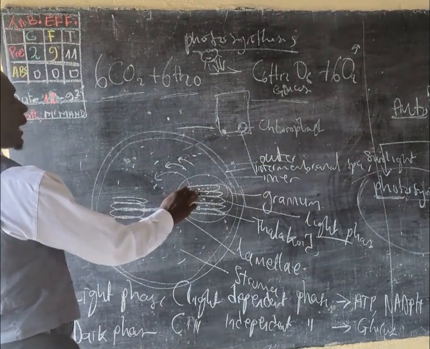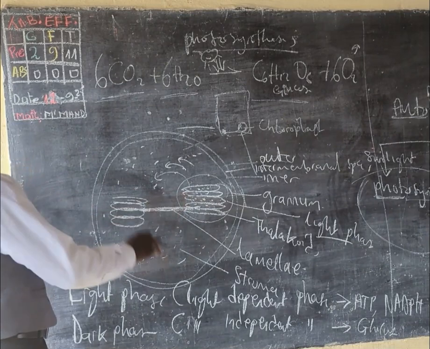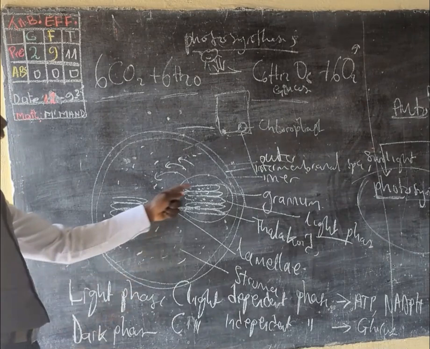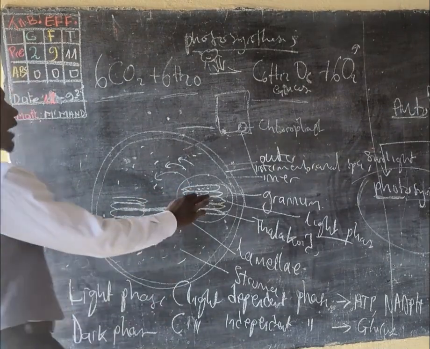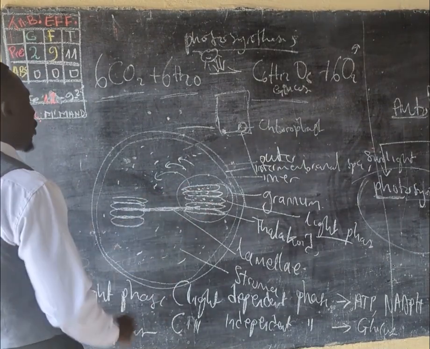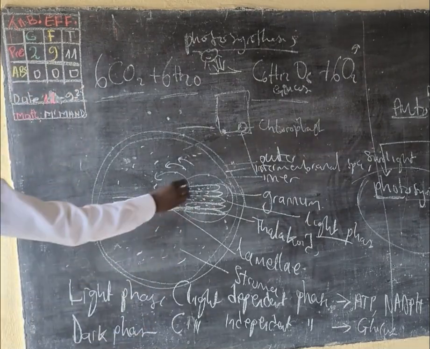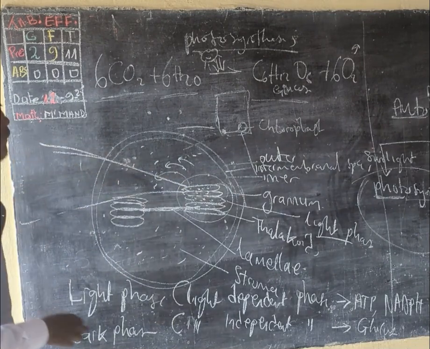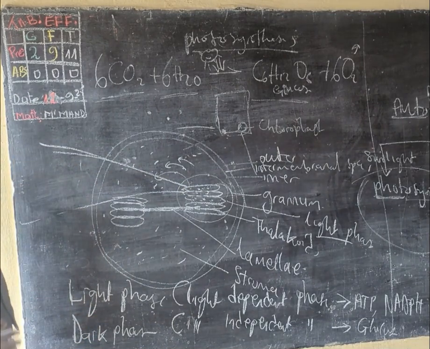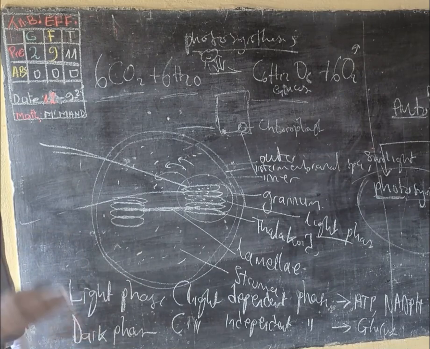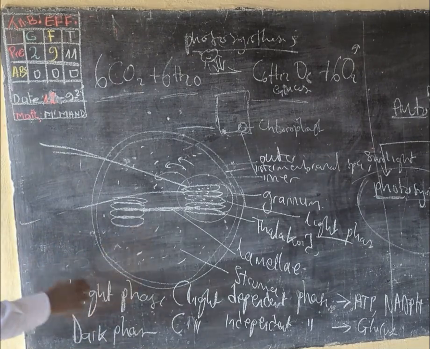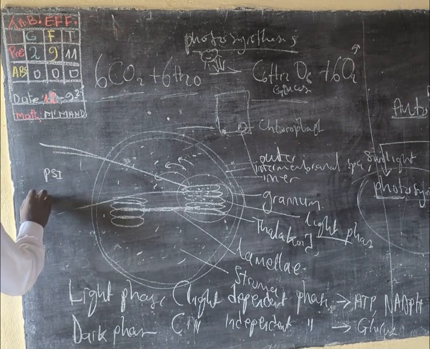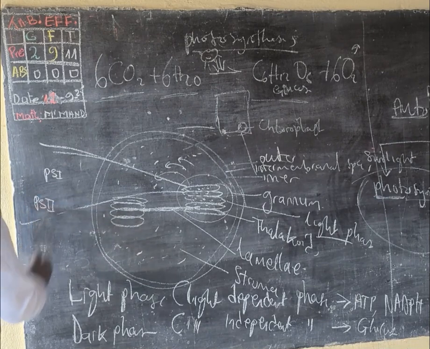The next thing is to understand what happens during the light phase of photosynthesis and what happens during the dark phase of photosynthesis. In the light phase, if you magnify a single thylakoid, you are going to see that these thylakoids have chlorophyll, and those chlorophylls are not just scattered, they are arranged into what we call photosystems. There are two types of photosystems: photosystem 1 and photosystem 2.